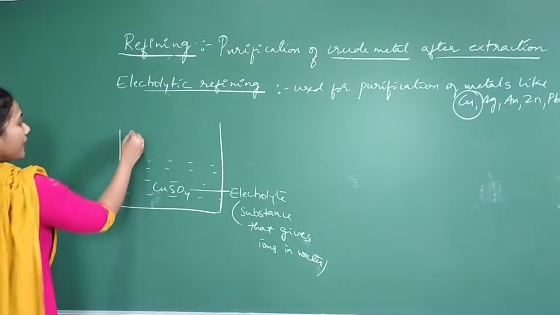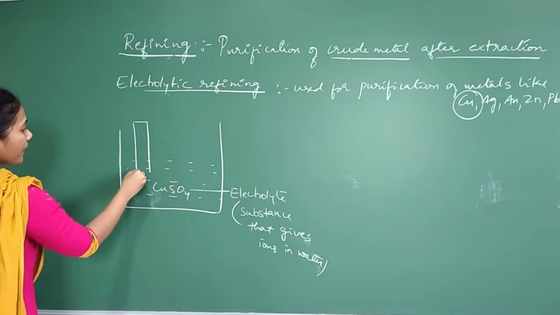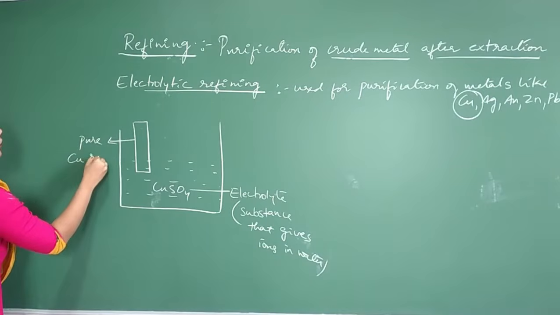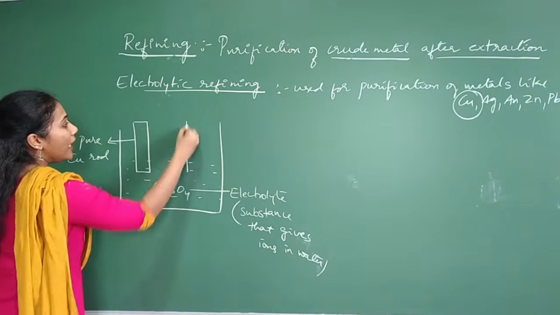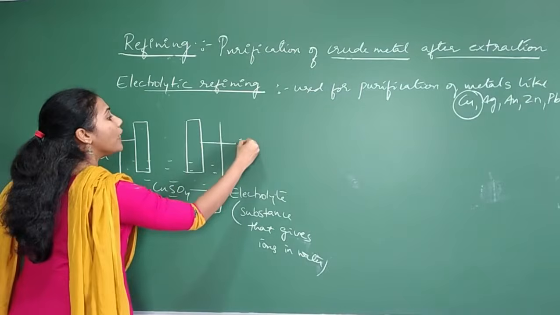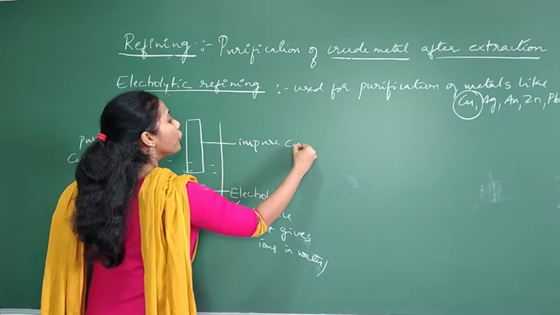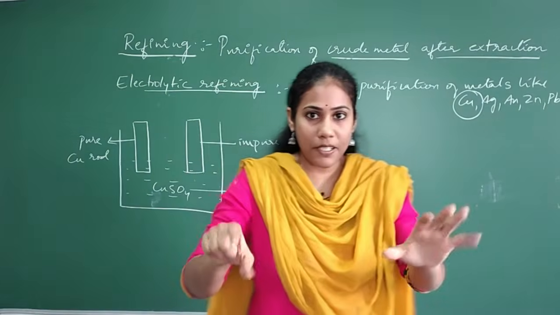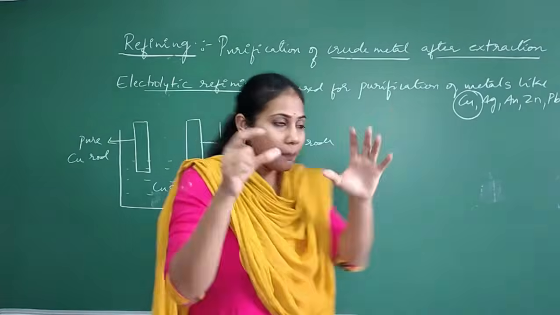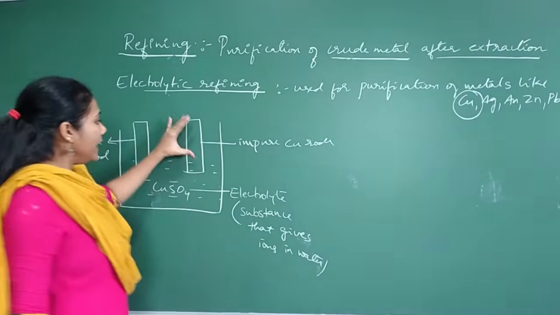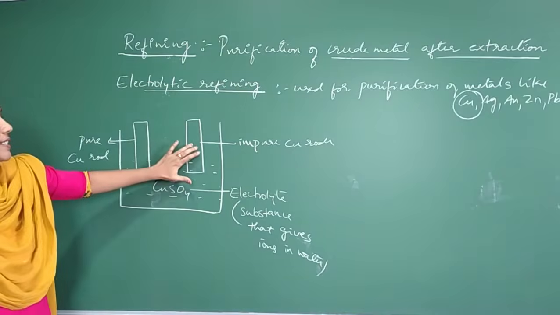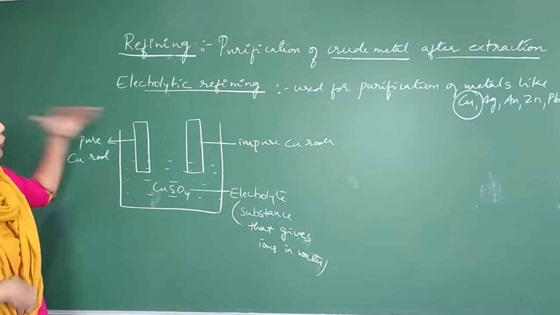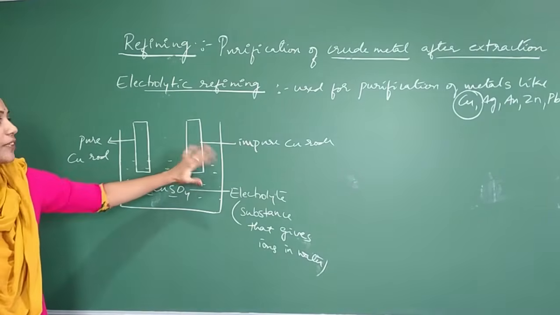Fine. And I am taking 2 rods here. This is a pure copper rod, and another rod, this is an impure copper rod. That is the metal that you have extracted, no? I told you it's not 100% pure, so many impurities are there. That metal only we are making in the form of a rod and taking it here. So this is an impure copper rod and this is a pure copper rod. Definitely for this method, you have to use a pure copper rod to purify the copper.